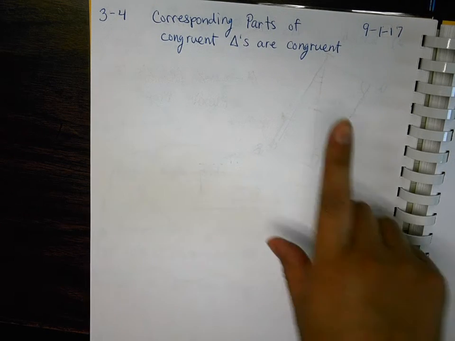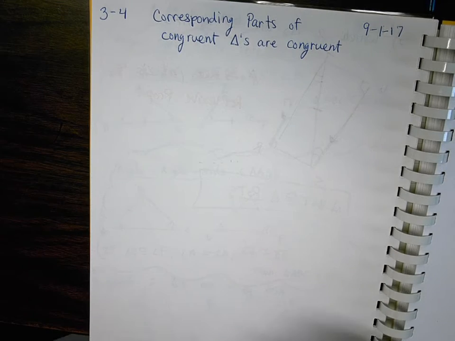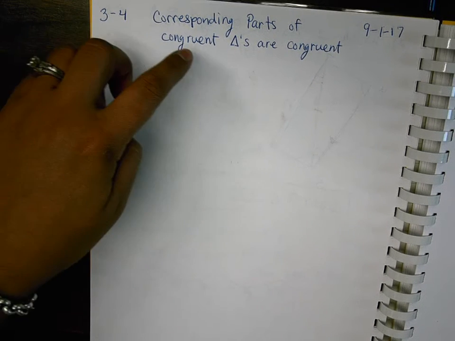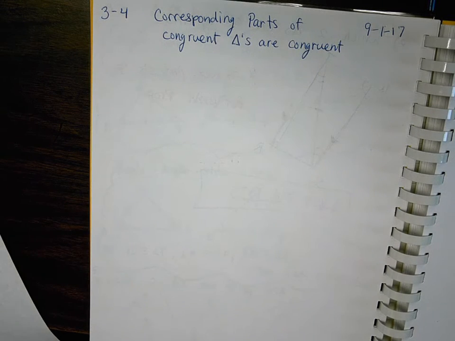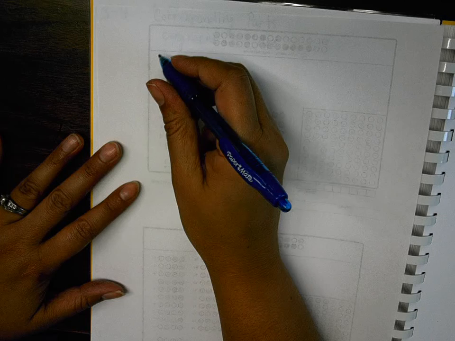Okay, so today's title is Corresponding Parts of Congruent Triangles Are Congruent. And what did I just say? Can we shorten that to just C, P, C, T? No, you cannot. You can abbreviate, but I don't want just letters there because there's too many and people get confused.